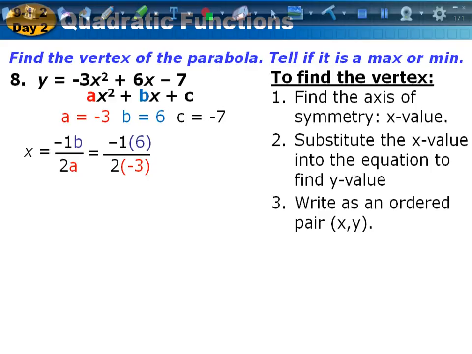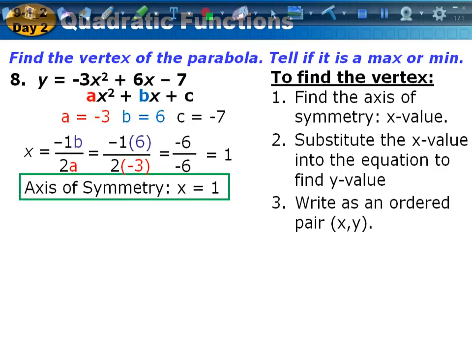So I'm going to say negative 1 times 6 over 2 times negative 3. That's going to give me negative 6 over negative 6, which is going to leave me with 1. So you need to write AOS, or axis of symmetry, is x equals 1. So that's our first step. Step number 2 is we're going to substitute the x value into the equation to find the y value. So we're going to go back up to this original, and everywhere we see an x, we're plugging in a 1.